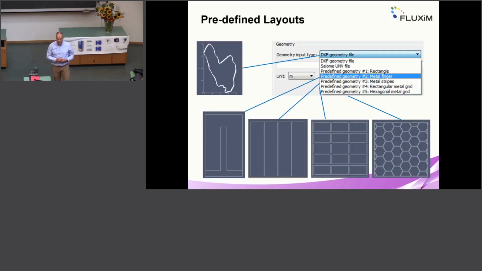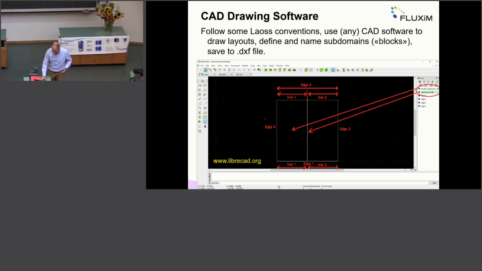There are some predefined layouts, so you can import a CAD file, which is DXF, but you can also just select from one of the predefined geometries. For instance, this is the metal finger that is popular for thin film PV modules, where the width of the finger can be modified. And the metal strips, either vertically or horizontal or in both directions, that's possible. And we also have a honeycomb pattern as a predefined shape.